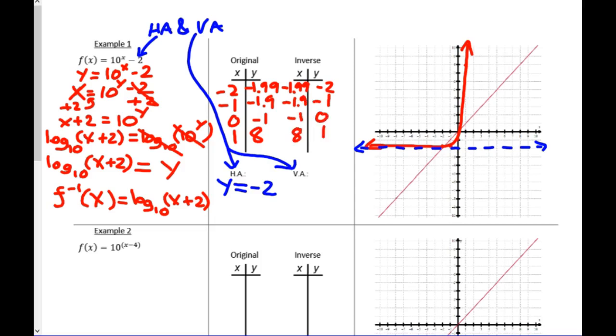All right, let's plot these. -1.99, -2, -1.9, -1, -10, 81. So it's coming this way, and then it's going straight down, and it's not crossing this asymptote.